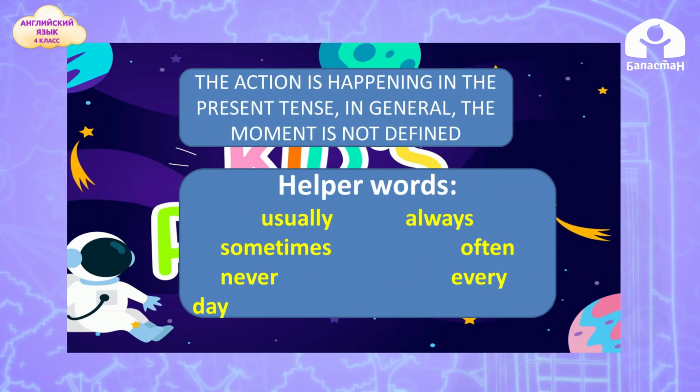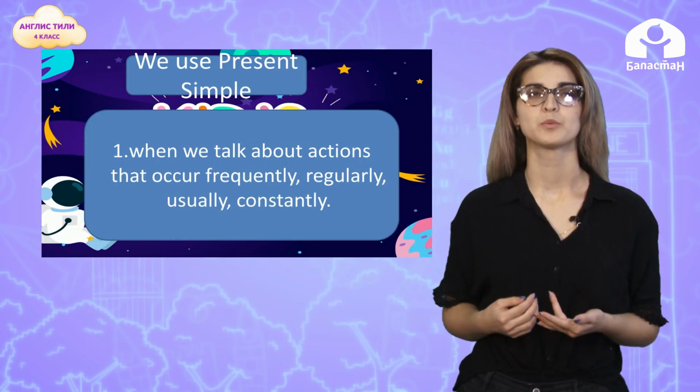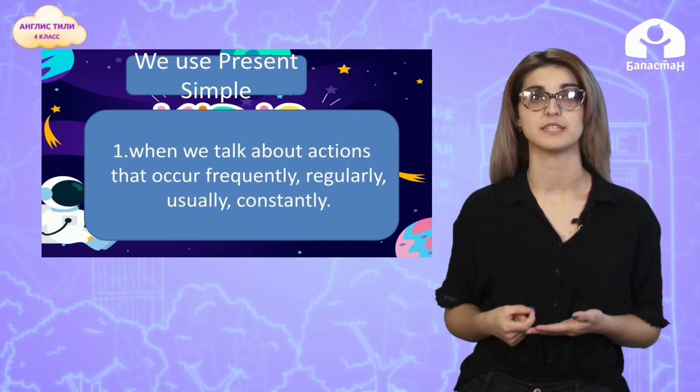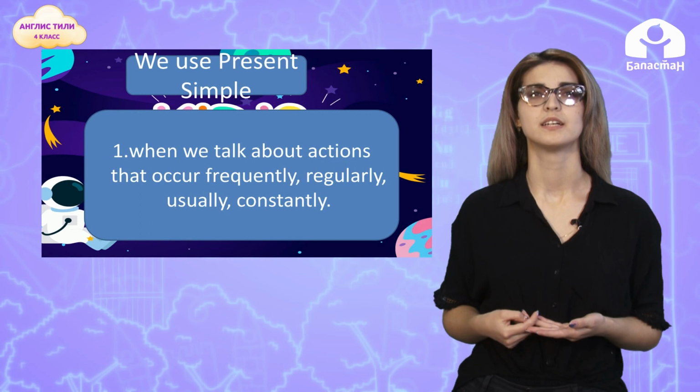Helper words: usually, always, sometimes, often, never, every day. We use present simple when we talk about actions that occur frequently, regularly, usually, constantly.